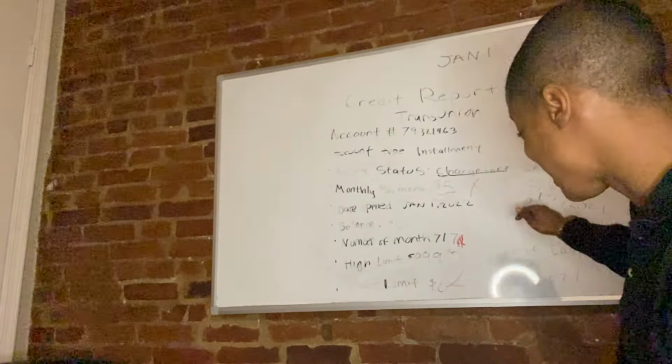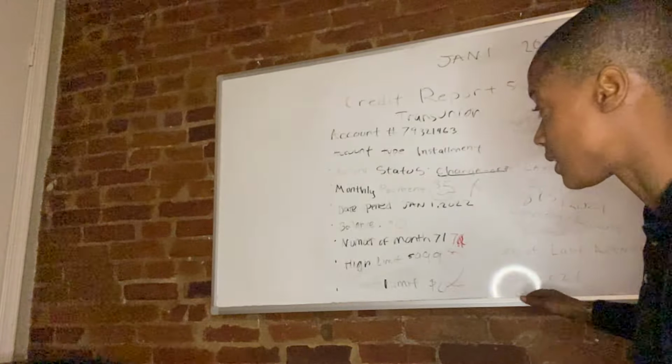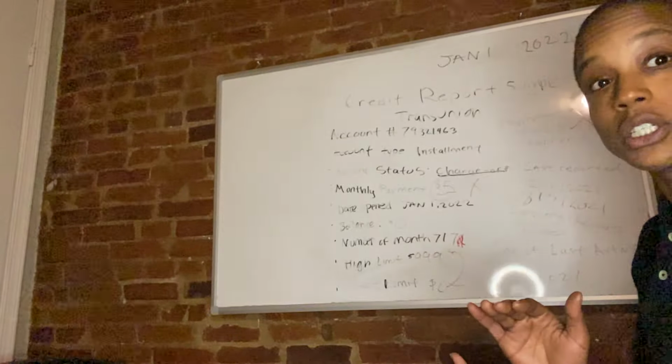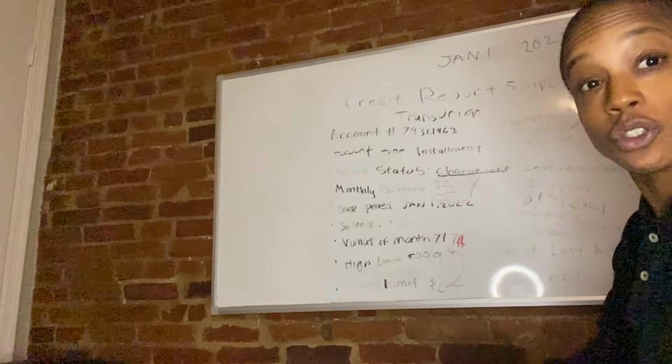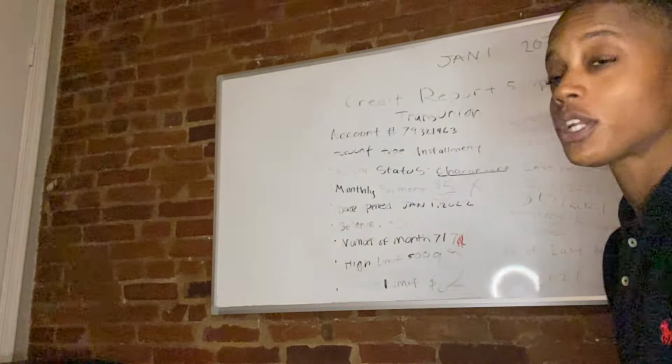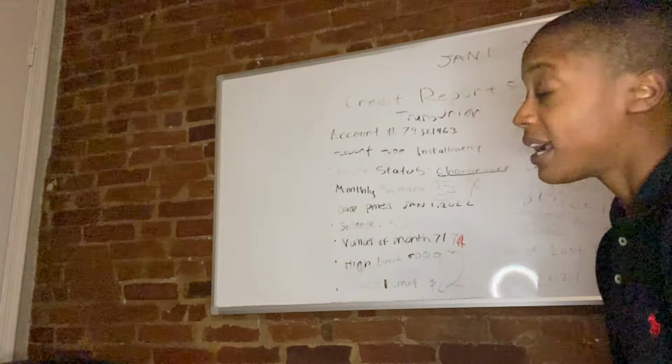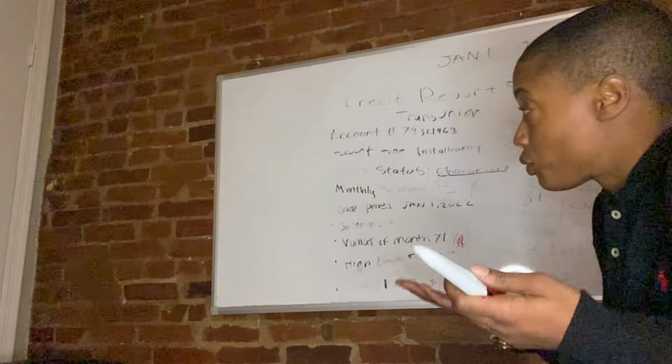You're also going to see the date of last activity. And you're also, what I don't have here in the sample, going to see inquiries on your credit report, which is who pulled your credit, when they pulled it, and what company pulled it. So you'll see a bunch of inquiries if you apply for a bunch of credit. If you didn't apply for any credit, you probably won't see too many inquiries.